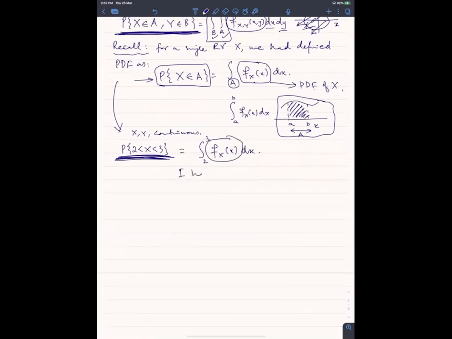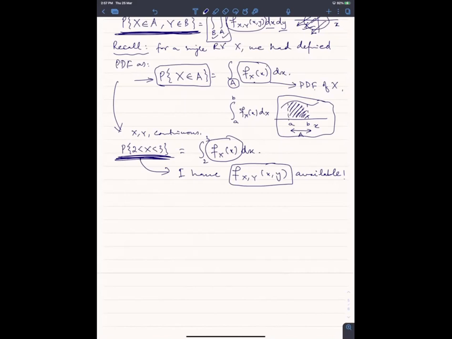I have f_XY(x,y) available. If this is available, how do I answer this question? In order to answer this question, I need to find the marginal PDF of x. How do we find it? From f_XY we integrate out y, or sum out y, and in the case of continuous we integrate out.